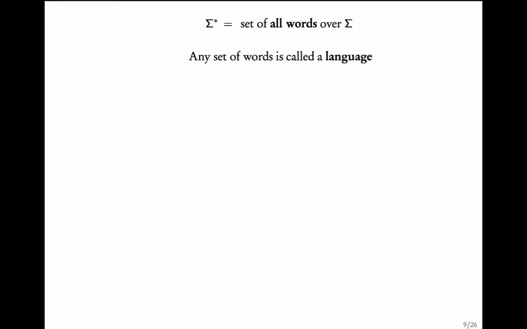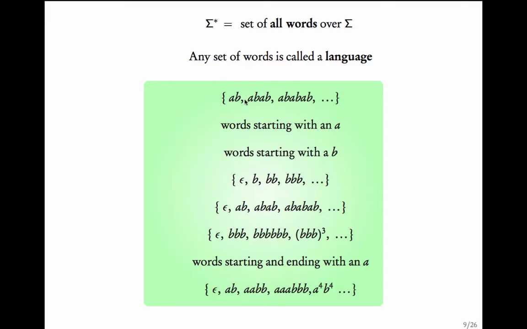Any set of words is called a language. Examples. Look at this set which we saw before. A, B, A, B, A, B, A, B, A, B, A, B, and so on. This set of words, I'm just picking a set of words, and such a set is called a language. Another example of a set of words, word starting with an A, word starting with a B. This is another language. Here there is a language which starts with epsilon and has words that has only B's. This is the same language along with epsilon.